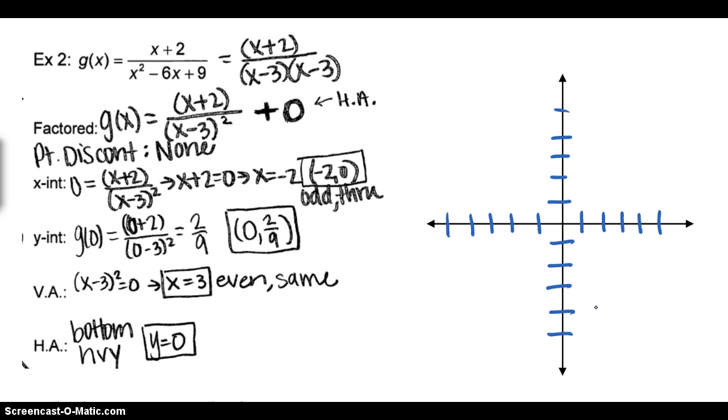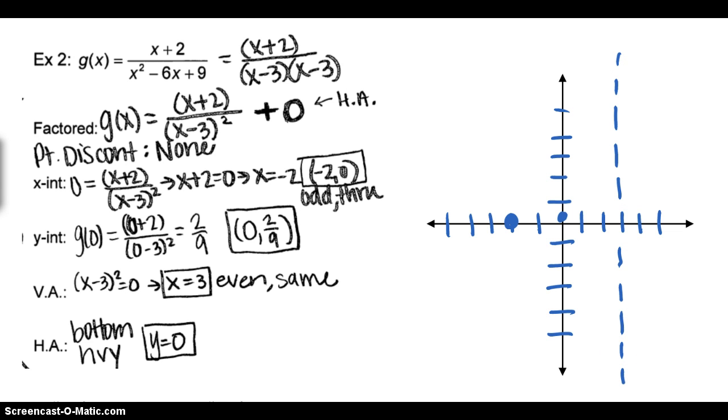On here, our x-intercept is -2, 0, so go ahead and pop a dot on that. Our y-intercept is 0, 2/9, so just do the best you can on this one. I'm going to say it's right about there. Our vertical asymptote is x equals 3, so I go to x equals 3 and draw that dotted or dashed line.